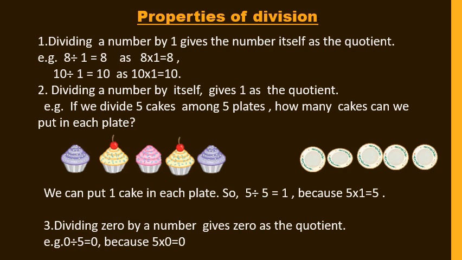Number 3. Dividing 0 by a number gives 0 as the quotient. For example, 0 divided by 0 is equal to 0 because we know anything multiplied by 0 gives us 0. Alright, clear?